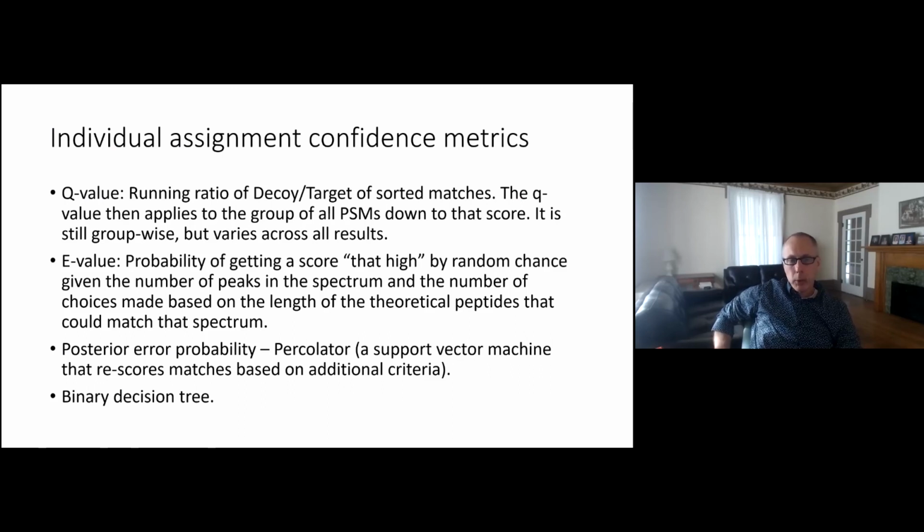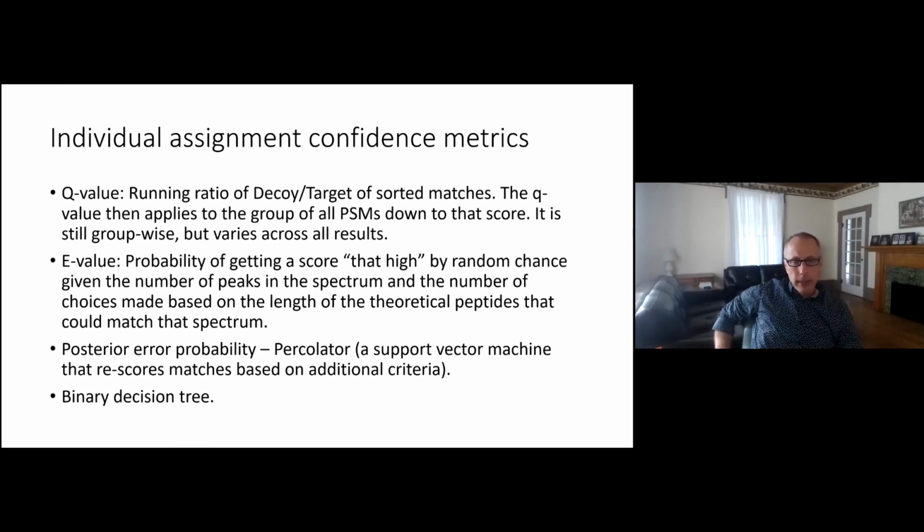And so here is a case where PSMs and peptides at the top will have a much lower Q value, and therefore the probability that there'll be false positives will be much lower. As you move down the list, that Q value will go up, and as it goes up, the probability of that being a false positive will also go up. So this is the first, easy, low-hanging fruit way of finding an individual confidence metric for an assignment, but it's still a group-wise thing and not very satisfying. The next thing that Gloria brought up before was the E value.